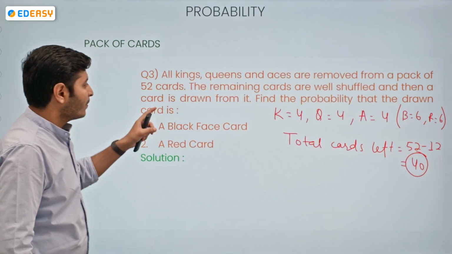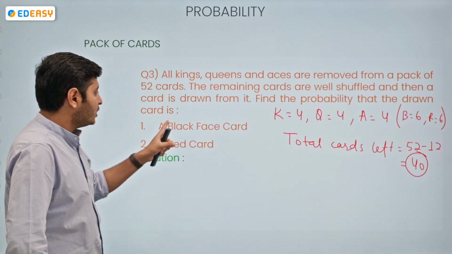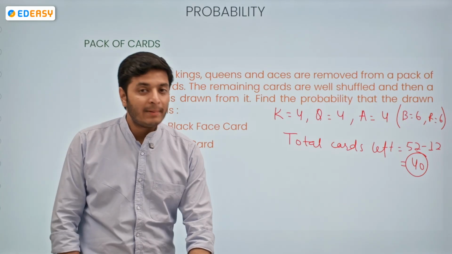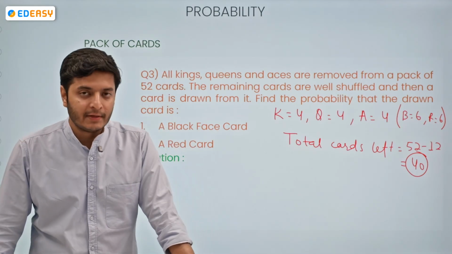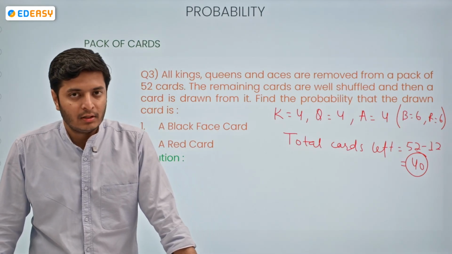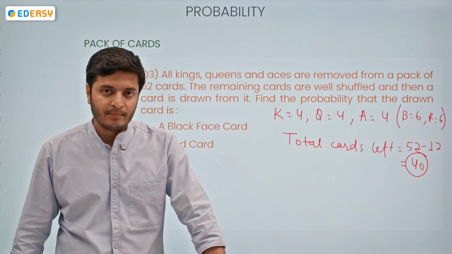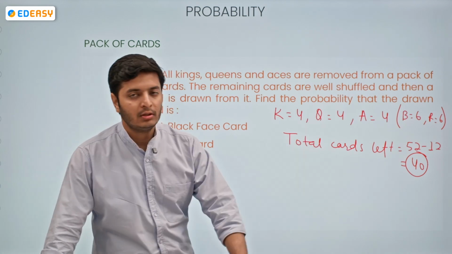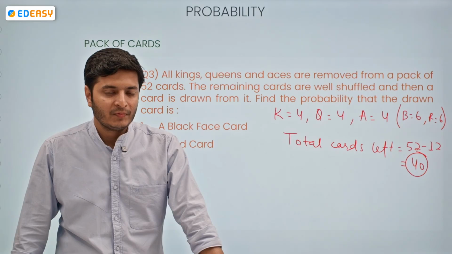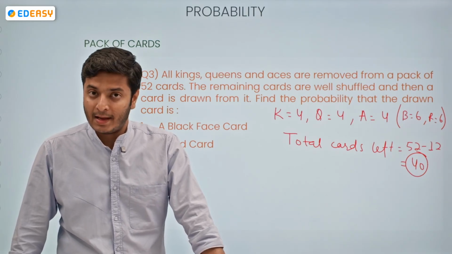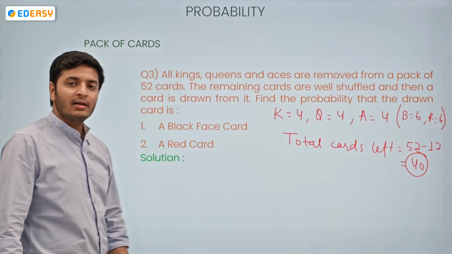Now, find the probability that the drawn card is a black face card. Black face card. How many face cards are there? 12. Why 12? Because it can be king, queen or jacks. But we already removed queens and kings. So only the type of face card that is left in the deck is jacks. So how many jacks are there?